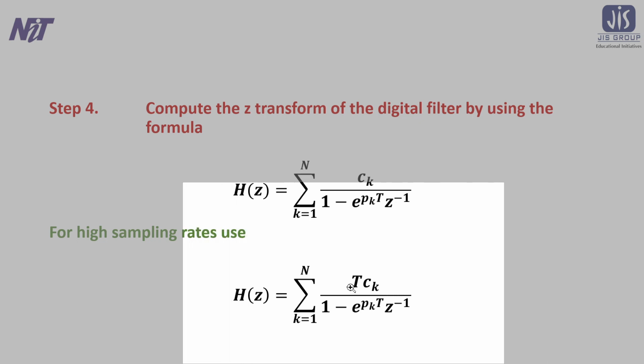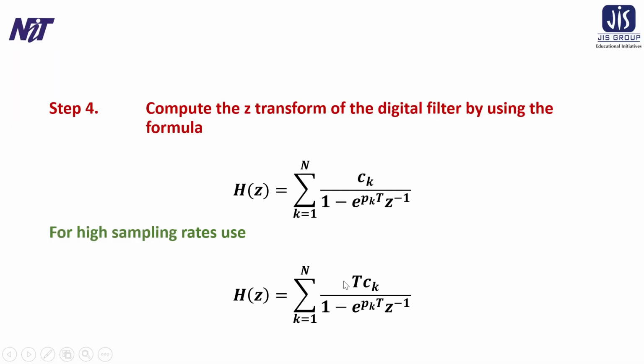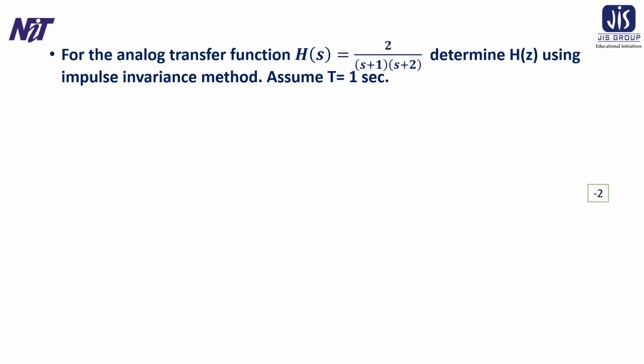These are the steps to design a digital filter using the impulse invariance method. Now, with the help of these design steps, in the next slide I will solve some numerical problems. Problem number 1. For the analog transfer function H(s) equals 2 divided by (s plus 1) into (s plus 2), determine H(z) using the impulse invariance method and assume T equals 1 second.